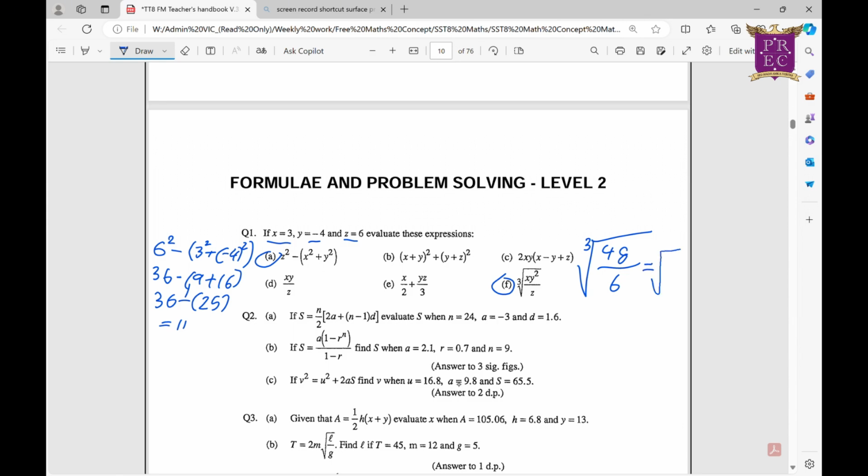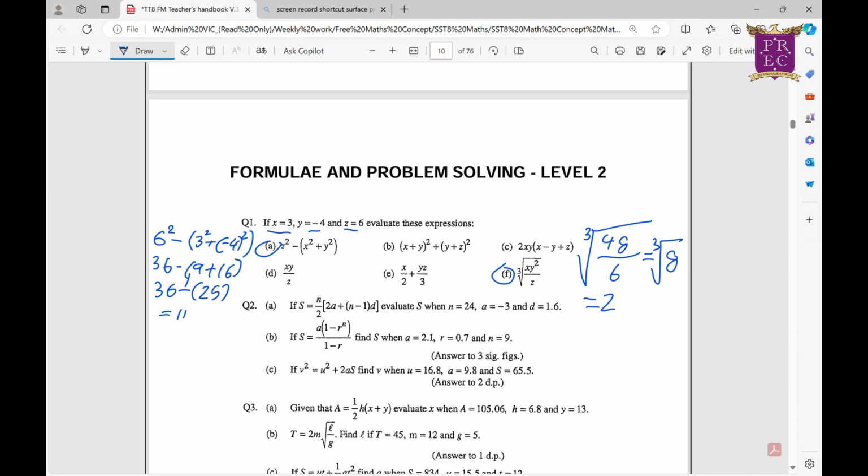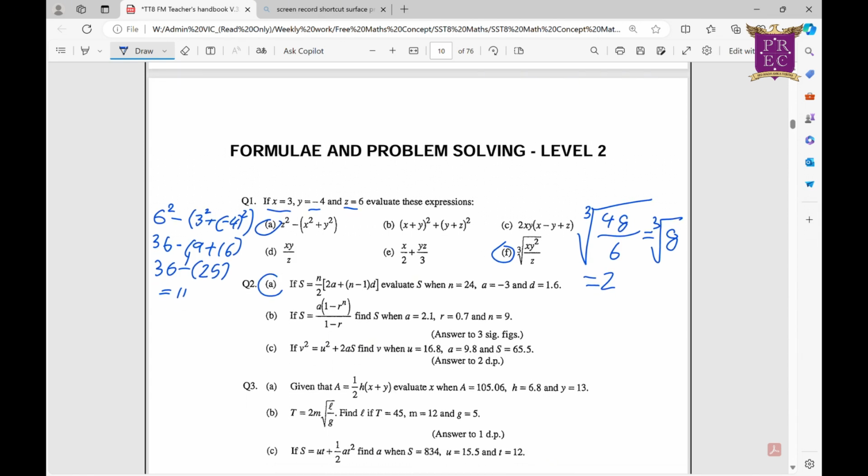Alright, so we have the cube root of 8. The cube root of 8 is 2, because we know that 2 times 2 times 2 is 8. 2 to the power of 3 is 8, so the cube root of 8 would be 2. So the answer is 2 for F. Let's have a look at question 2A here. Alright, because the other ones you need to use the calculator, I would suggest that you guys use the calculator and put it into 3 significant figures and 2 decimal places for B and C respectively.